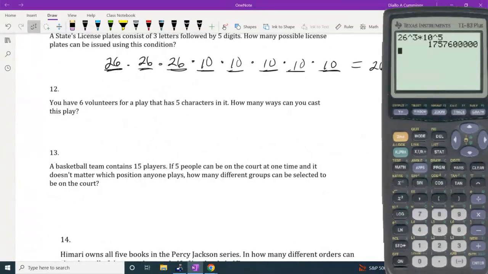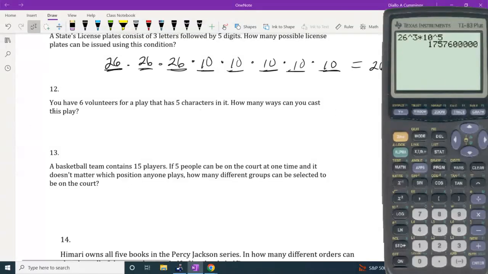All right, number 12 and number 13, they get into permutations and combinations. So just remember that in a permutation, the order matters. In a combination, the order does not matter. So whenever you think of permutation, you should think of plays. You should think of runners running a race and placing like 1st, 2nd, and 3rd. Those are like prime examples of permutations.